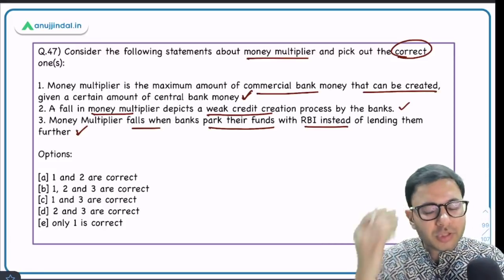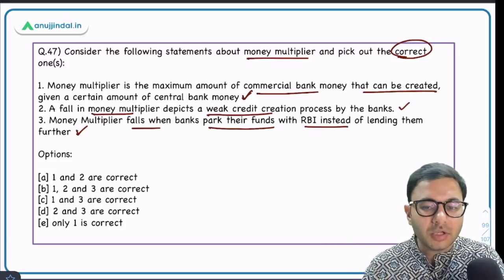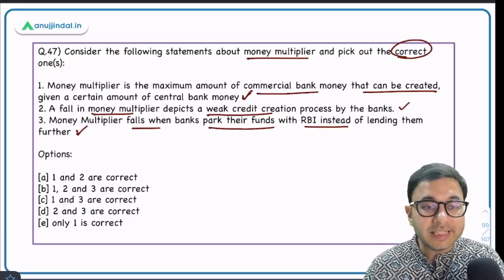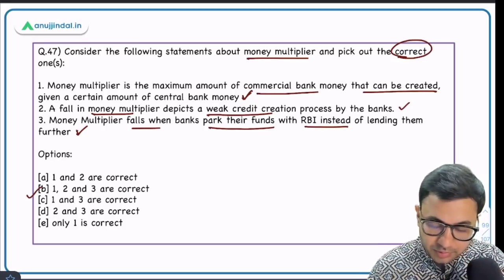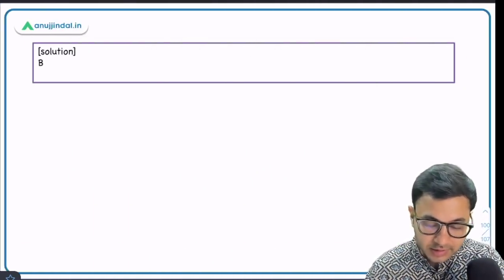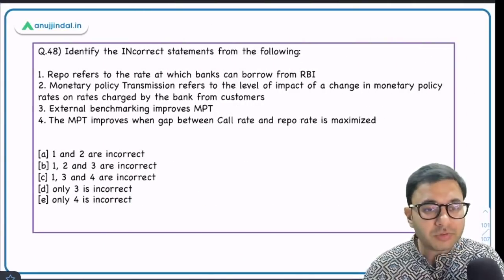आप elimination भी use कर सकते हो यहाँ पे. Try and eliminate or prove any statement incorrect. Okay. The answer is option number B. All three are correct.